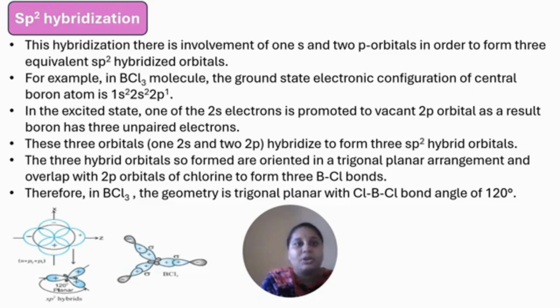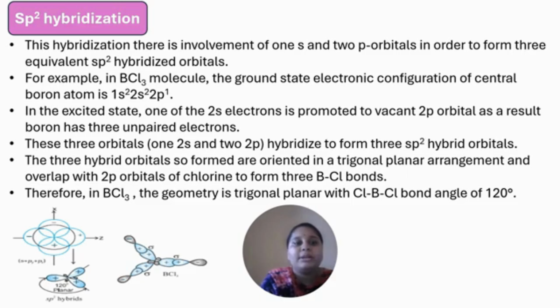sp2 hybridization. In this hybridization, there is involvement of one s and two p orbitals in order to form three equivalent sp2 hybridized orbitals. For example, in the BCl3 molecule, the ground state electronic configuration of the boron atom is 1s2, 2s2, 2p1. In the excited state, a 2s electron is promoted to a vacant 2p orbital. As a result, boron has 3 unpaired electrons.